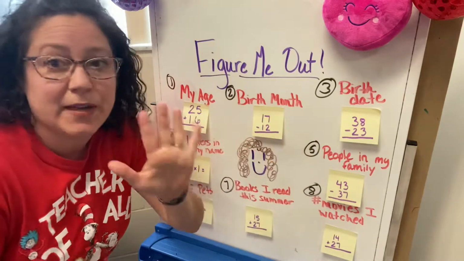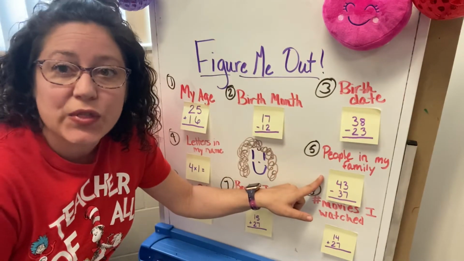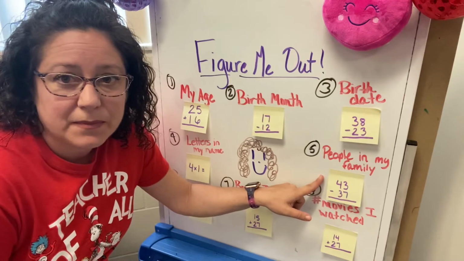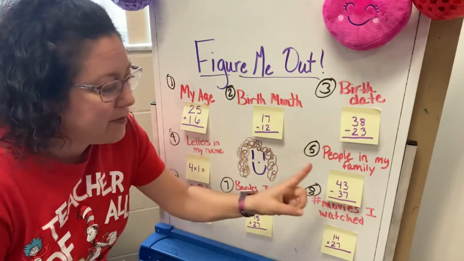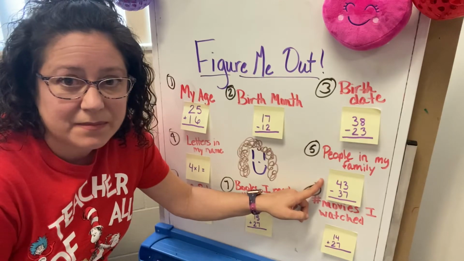Number 5, that is how many people are in my family at my house, okay? And the problem for number 5, write the problem, 43 minus 37. Okay, so next to number 5, write 43 minus 37.